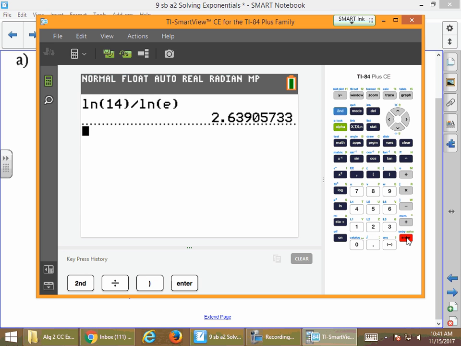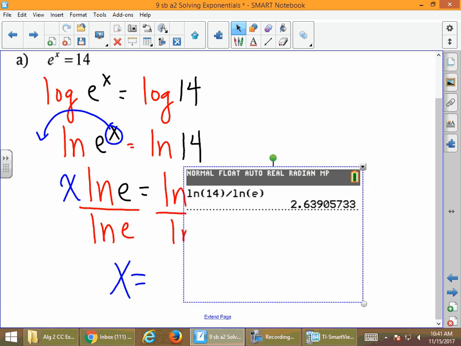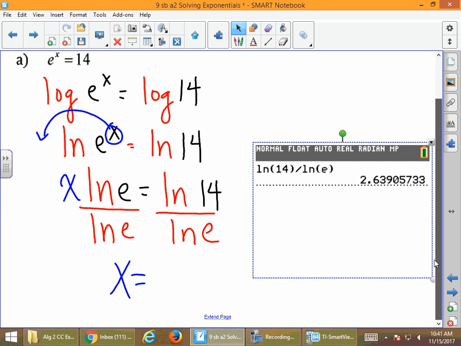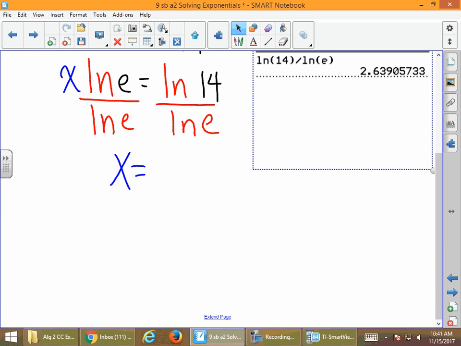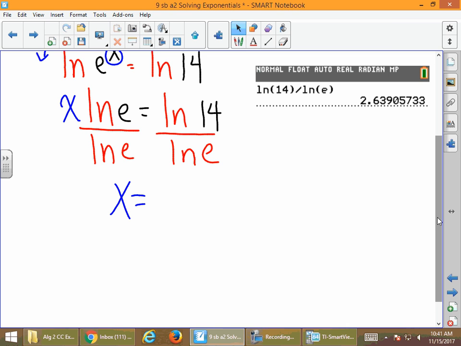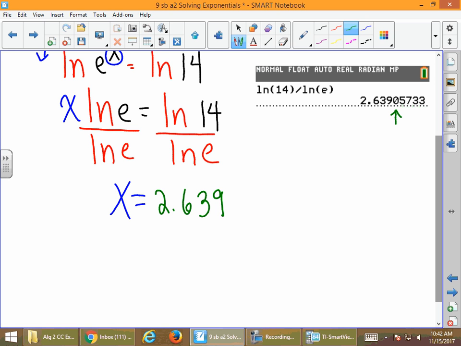But when we divide, we get this value of 2.639, and it's 0.39 because we ended up with that 0 there at the end. So it's 2.639. 0 means that we're going to leave that 9 the same.